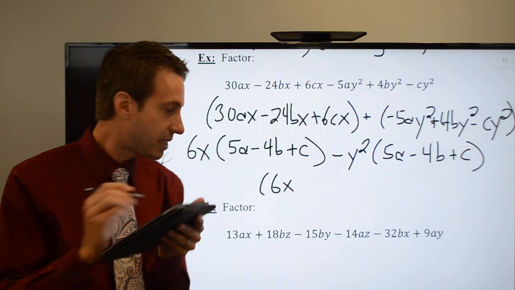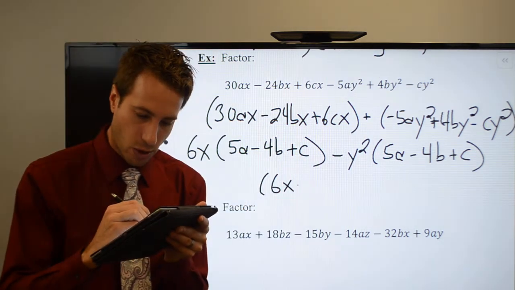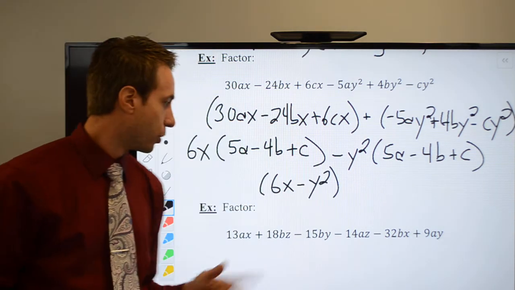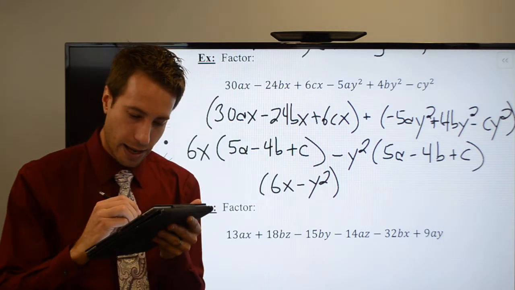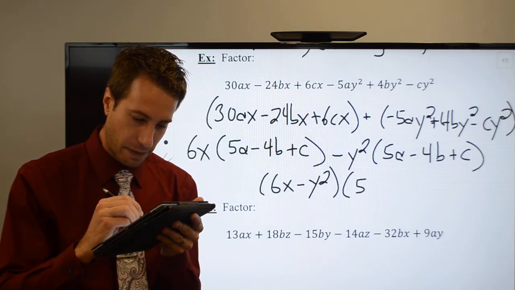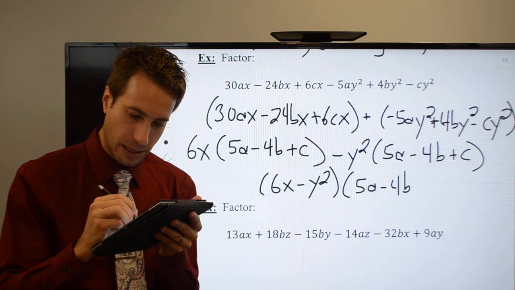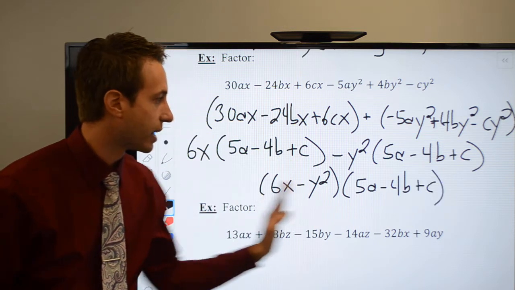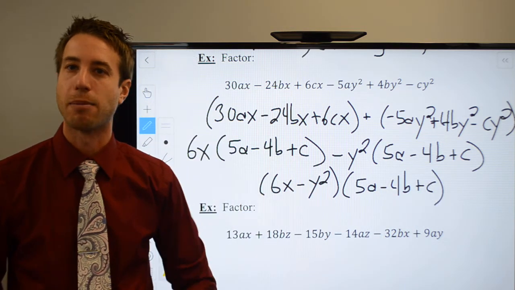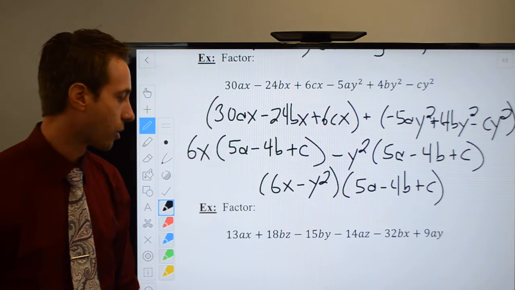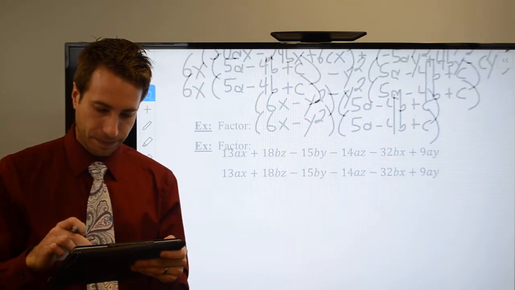So I write my GCFs as my first quantity, which is 6x minus y squared, and then 5a minus 4b plus c as my second quantity. Again, if you were to distribute all that out, multiply it all out, you get right back to what you started with. All right, I got one more for you here.